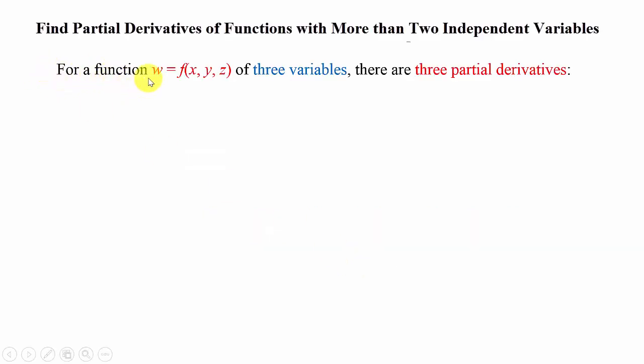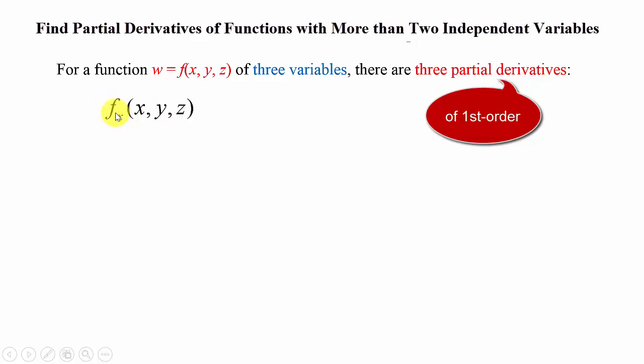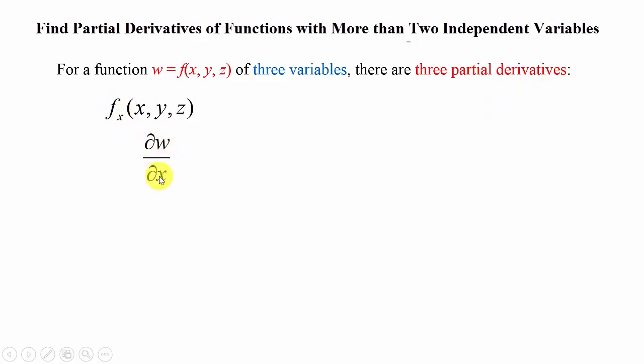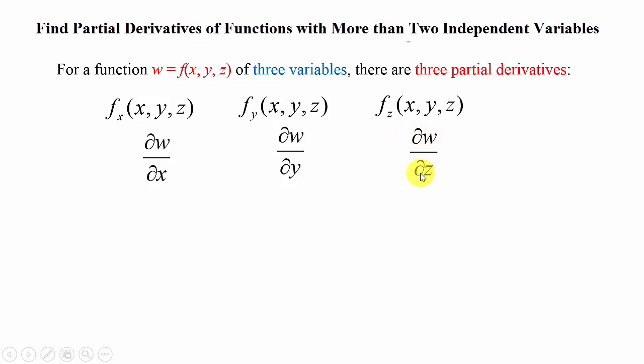For a function w equal to f of x, y, z of three variables, there are three partial derivatives. Partial derivative of f with respect to x, or we write partial w partial x. Partial derivative of f with respect to y, or we write partial w partial y. And partial derivative of f with respect to z, and we can also write partial w partial z.